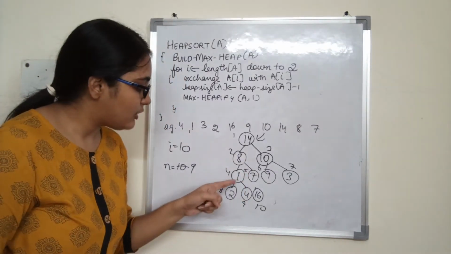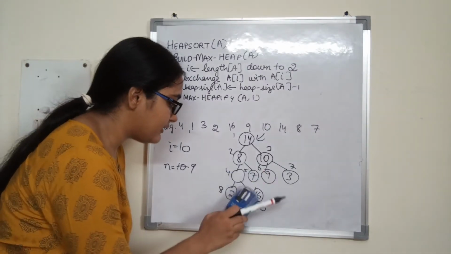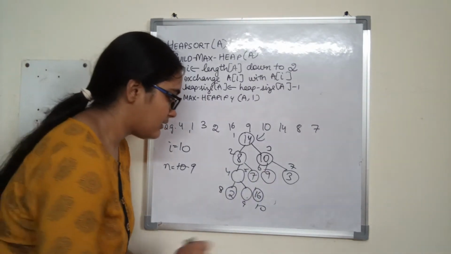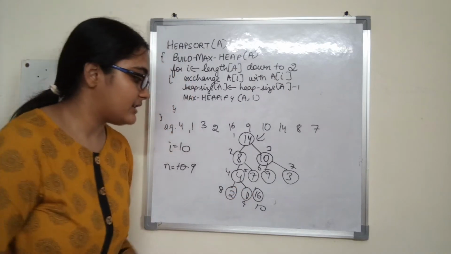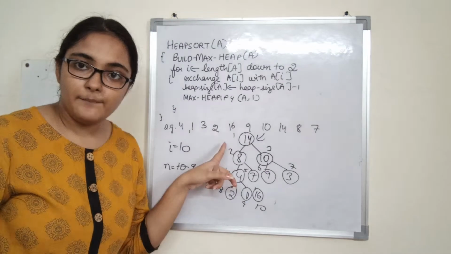Now max CP5 will be called on this. Out of 1, 2 and 4, which one is the maximum? 4 is the maximum, so 4 and 1 will be exchanged. 4 will come here and 1 will come here. And when it is called on these, nothing will happen. Alright. Now again this structure has turned into a max heap.